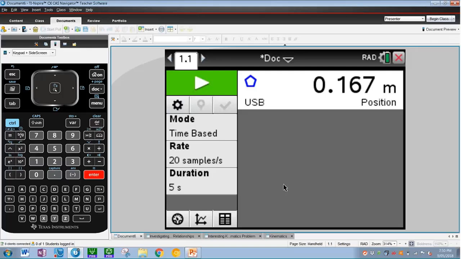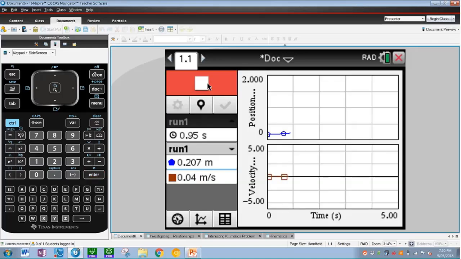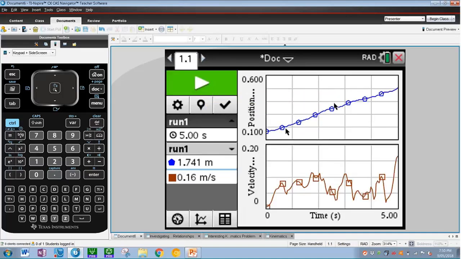What I'm now going to do is click the play button, which is going to start the data collection, and I'm moving the book up at a pretty steady pace. There we go. So what you can see here is the position of the book is increasing with respect to time, as I mentioned before. Now, of course, my hand is not as steady as I hoped it would have been, so the data does look a bit jagged.